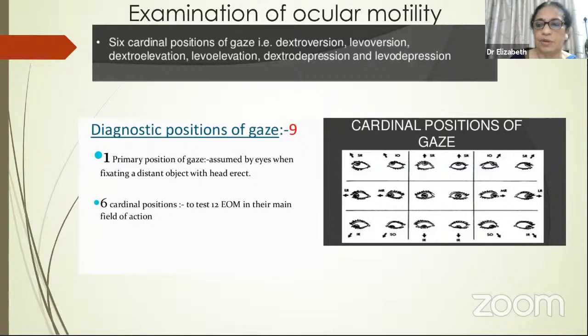And I would like to discuss these cardinal positions once more. There are 6 cardinal positions of gaze. In addition to that, there are 3 more diagnostic positions. All these combined together make the 9 diagnostic positions of gaze, which is shown in this picture. So when we examine a patient, we have to see the 9 positions.